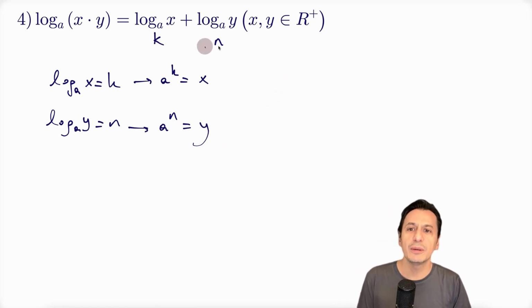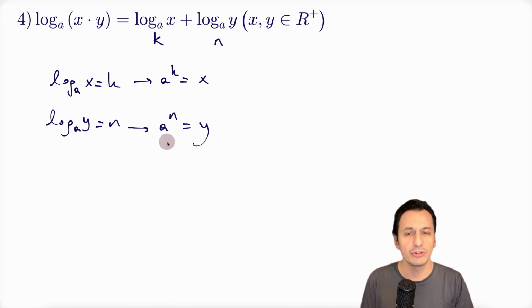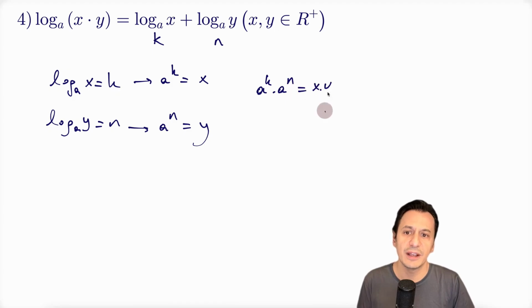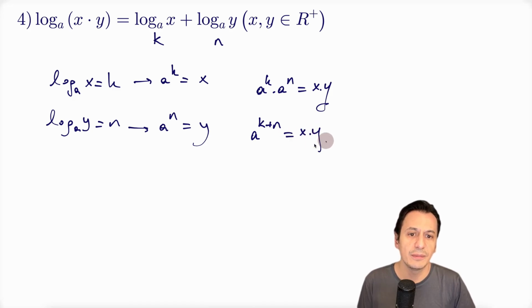Now here, I want to arrive at something like k plus n. That's why I'm going to multiply these two expressions so that I can see k plus n. a to the power of k times a to the power of n equals, isn't it x times y? The product of this and this will be equal to the product of that and that. When the bases are the same, the exponents are added. Equals x times y. Now let me write the expression I see here using the definition of logarithm. What does this mean? Logarithm base a of x multiplied by y equals k plus n.